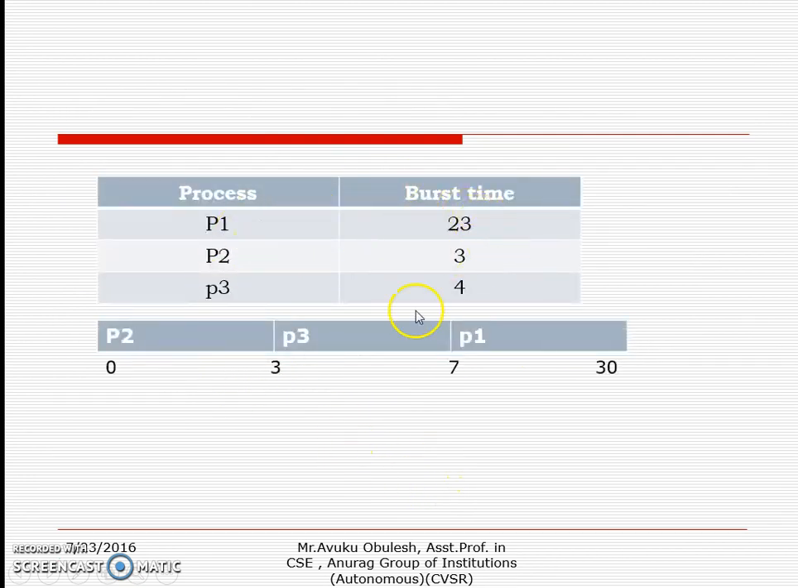Here I have given a small problem. Here P1 burst time is 23, P2 burst time is 3, and P3 burst time is 4. Here the smallest burst time is 3. That's why the CPU starts the execution of P2, as I mentioned in the Gantt chart. P2 will be executed up to 3 milliseconds.